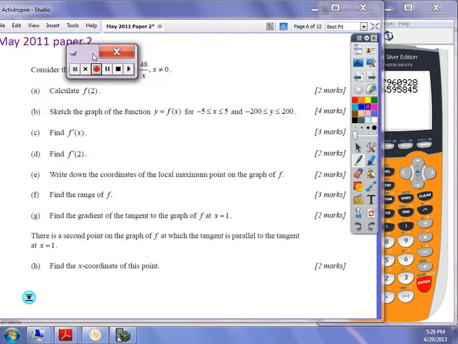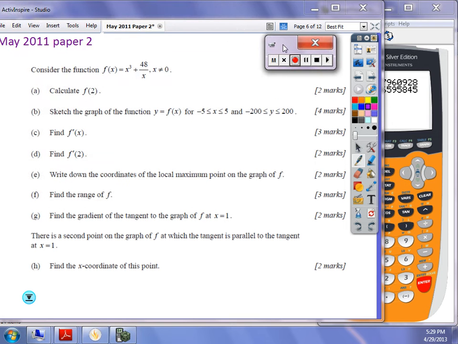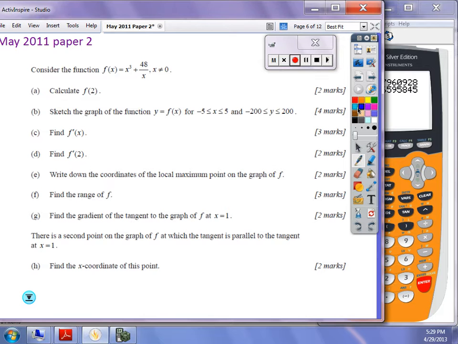This is the May 2011 Paper 2 Problem 3. In this problem, we have a function given, x cubed plus 48 over x, and we're given a domain restriction that x cannot be equal to 0, which makes sense to us. We recognize this function as a rational function, and we know that we can't divide by 0, so it makes sense that x is not allowed to be equal to 0.